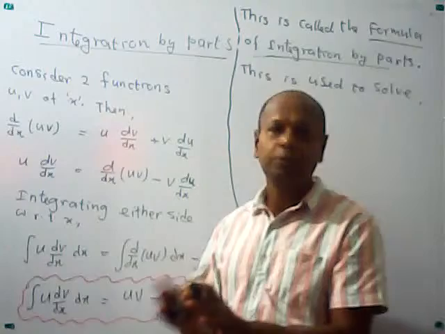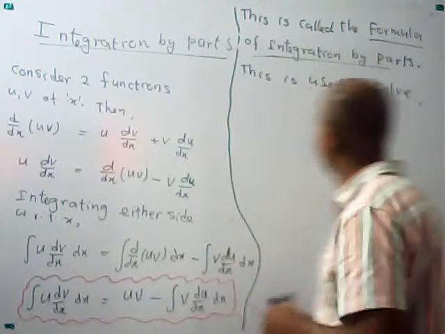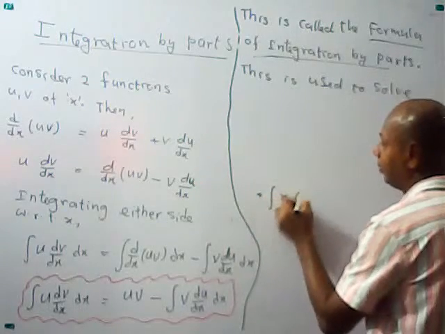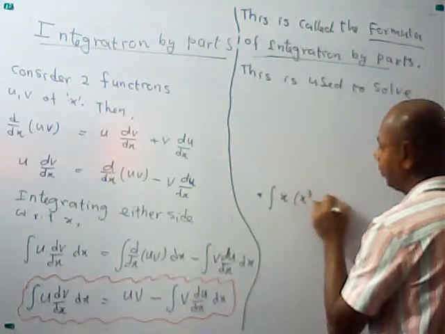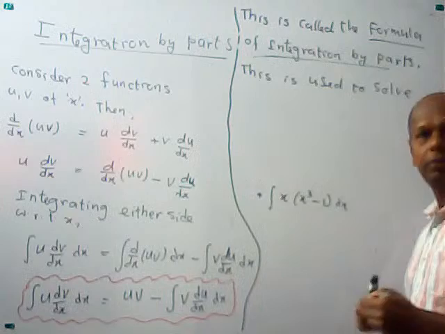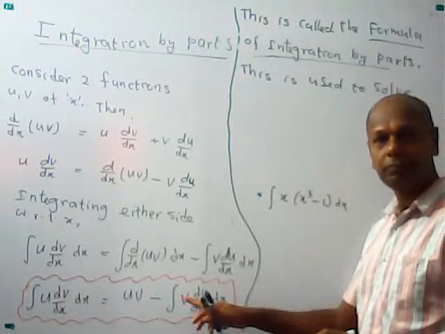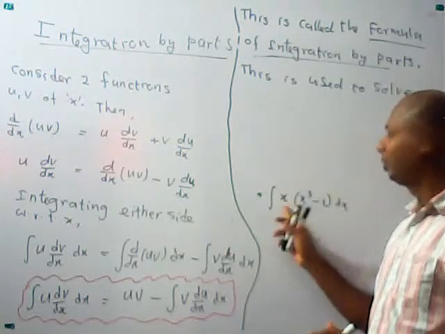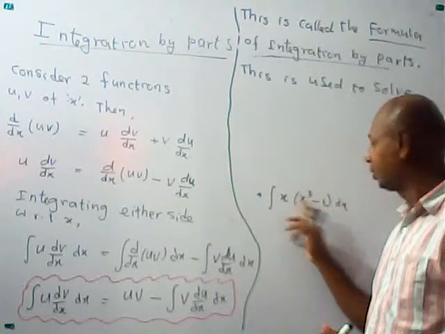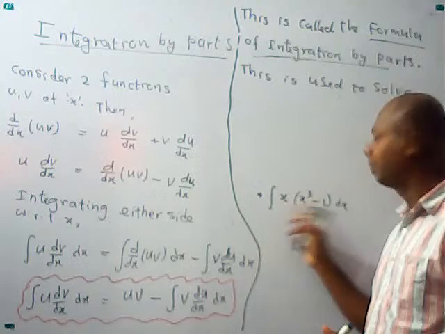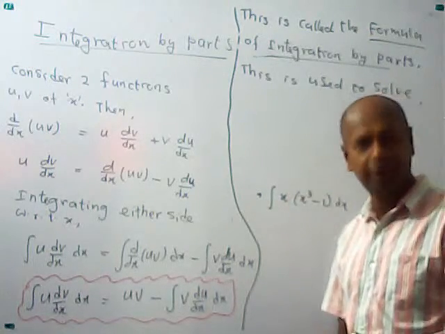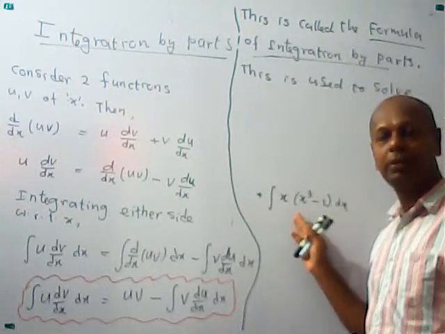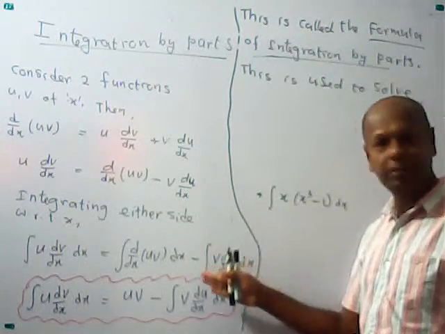A product of two functions, but the thing is, if it looks like x into x cubed minus 1, do we need to use this? No, you just expand it. That will give x to the power 4 minus x. In 1 second, you can finish the integration. So even though it's a product, you don't need to use integration by parts.